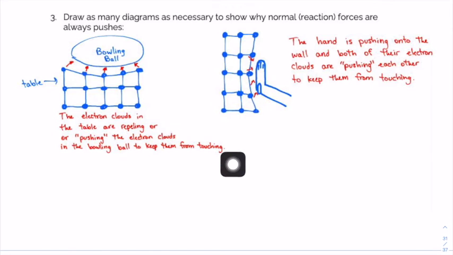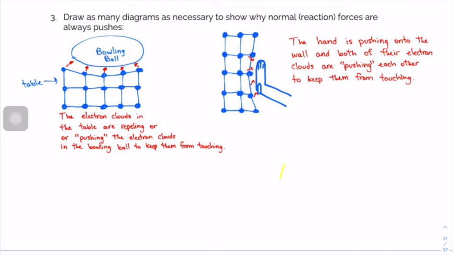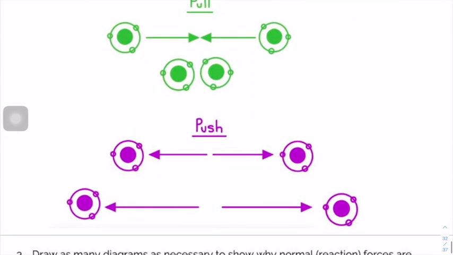Awesome. Okay, this one. The electron clouds on the table are repelling or pushing the electron clouds in the bowling ball to keep them from touching. So again, let's do like a yellow. So yellow. Nice job.